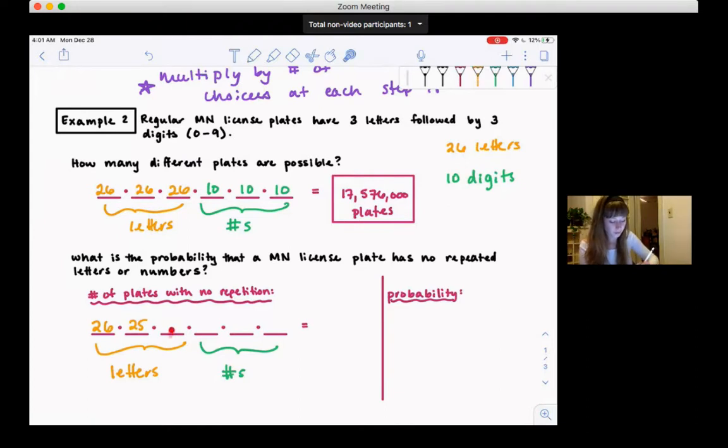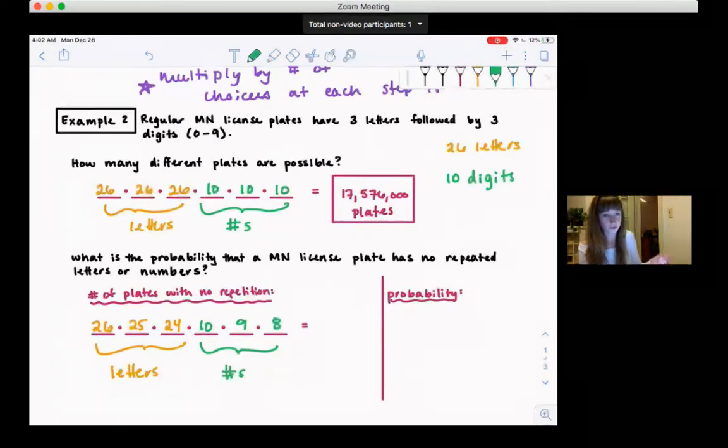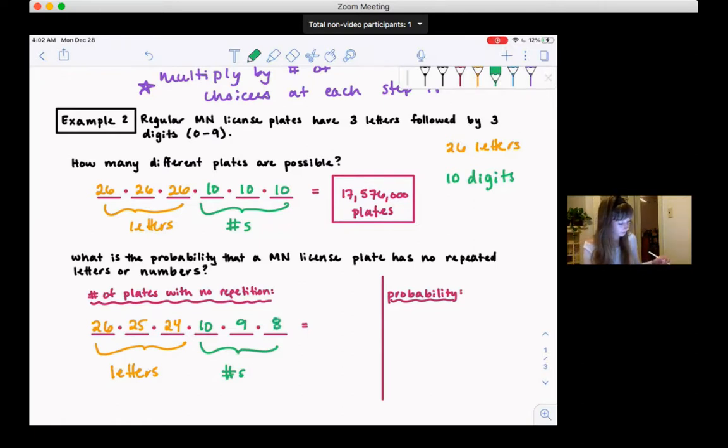Okay, and then when I go to the third position, I've thrown out 2 letters because I can't use this letter anymore and I can't use this letter anymore. So now I only have 24 letters to choose from. Okay, with the numbers, we start off with 10 options, but then whatever number's in the first position, I can't use it again. So then I only have 9 for the second number. And then for the third number, we only have 8 choices. Okay, so 26 times 25, whoops.